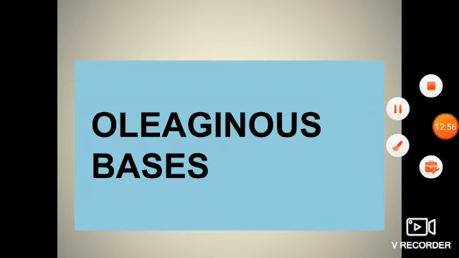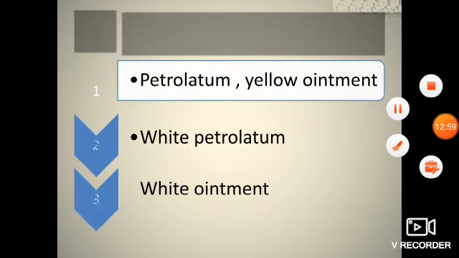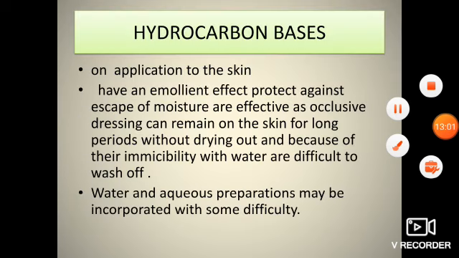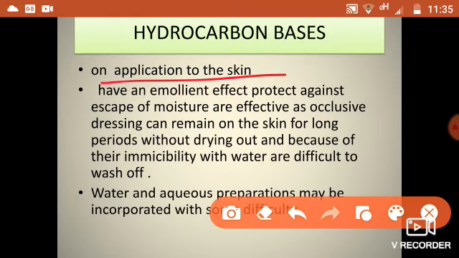Oleaginous bases. What are oleaginous bases? These are hydrocarbon bases. As we know, ointments applied to the skin have an emollient effect, meaning a softening effect. They can prevent the escape of water from the skin. They can protect your skin from damaging or burning light. They can prevent your skin from dehydration, and they can remain on the skin for a long period without drying out.